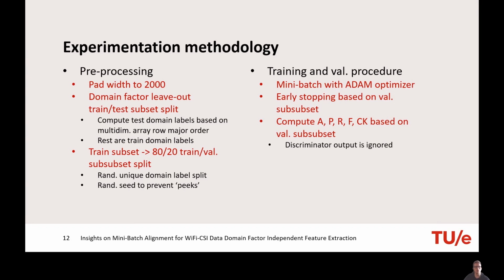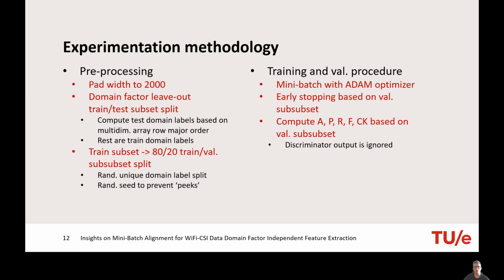And training is done in a random split, because it doesn't really matter. The difference between training and validation is not the most important thing to us. The most important thing is the domain shift between training and testing. So we used many batches with a certain batch size in combination with the Adam optimizer in order to train the model. And early stopping is based on the validation subset.